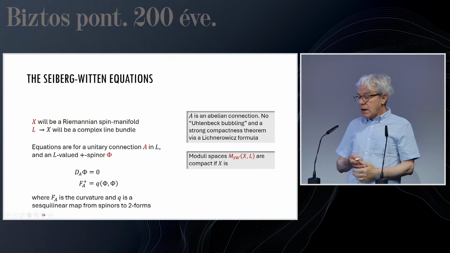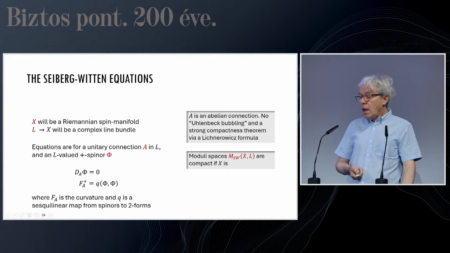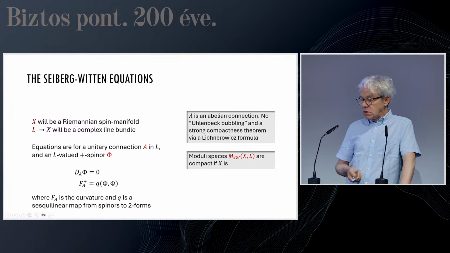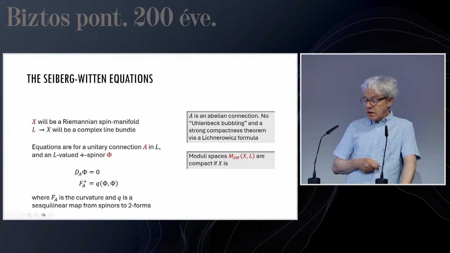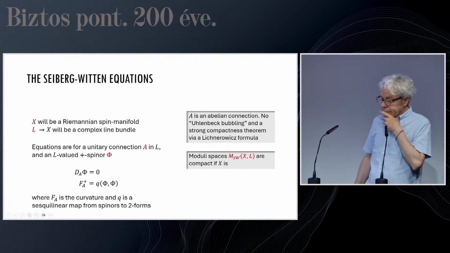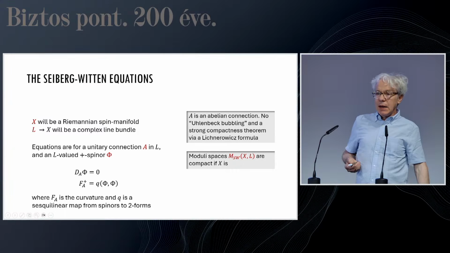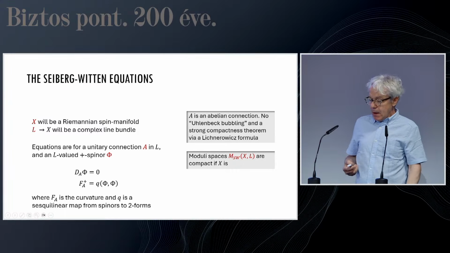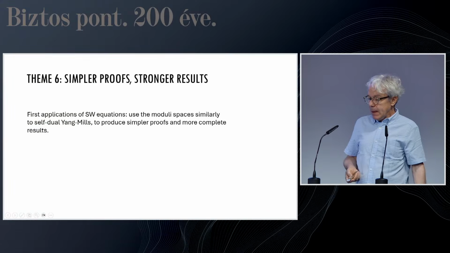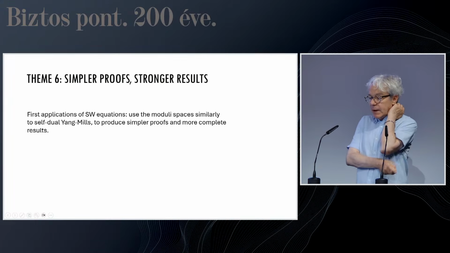So A is an abelian connection. There's no Uhlenbeck bubbling here. The compactness results of Uhlenbeck were sort of compactness modulo bubbling. For the Seiberg-Witten moduli space, the solutions are compact modulo nothing. They're just compact. That was immediately appealing to anyone who'd worked hard with the non-compactness that's present in the Donaldson moduli spaces.